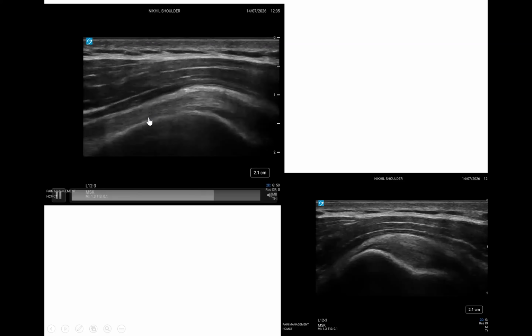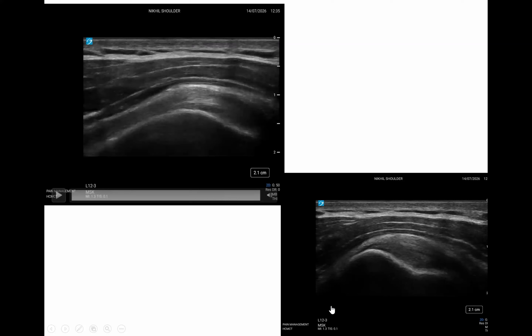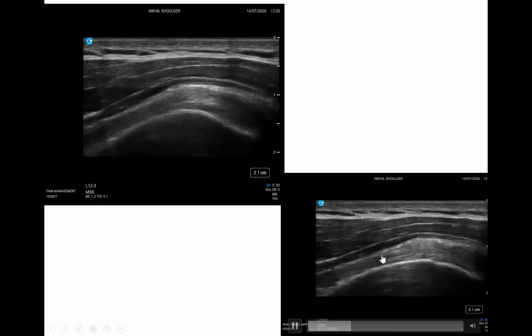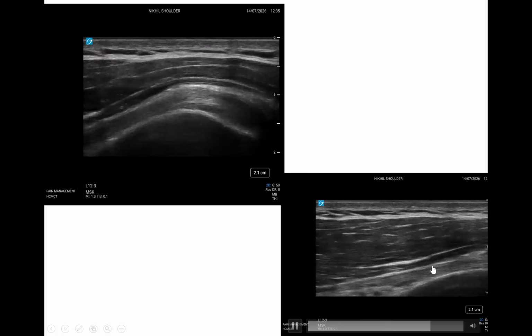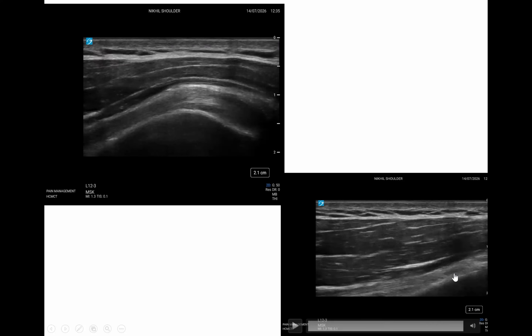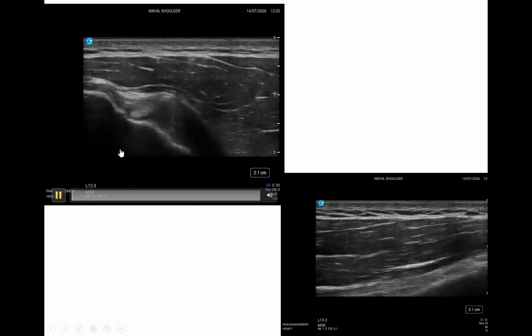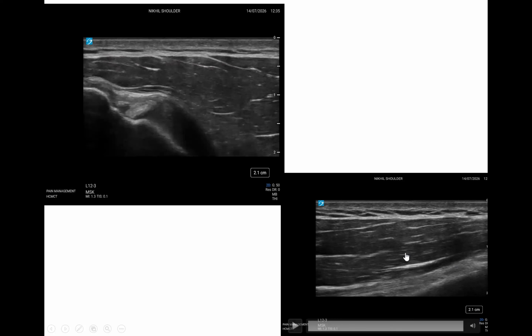Then we turn our probe to the long axis and evaluate the biceps tendon in the long axis to look for any fluid around the tendon, any pathology, any tear, be it a complete or a partial tear, or retraction of the tendon fibers. All the examination is done in both the short axis as well as the long axis.